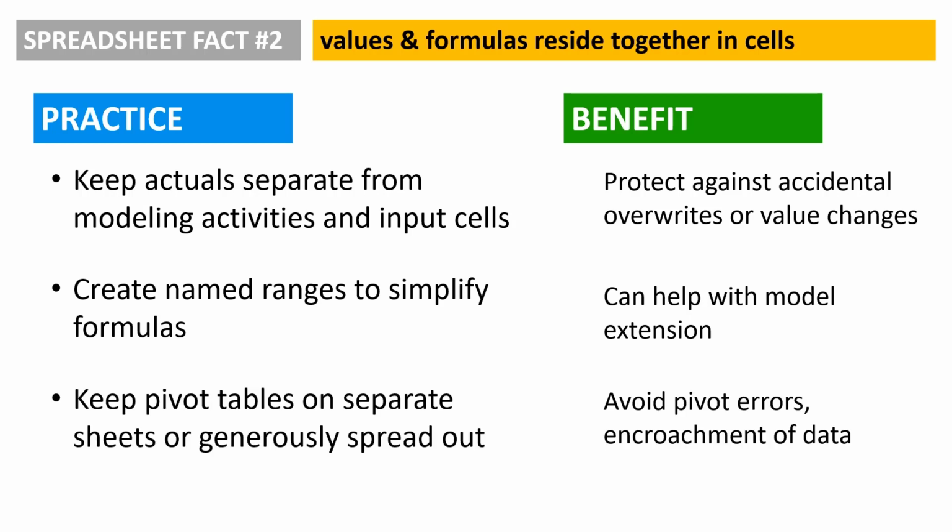Finally, pivot tables are arguably one of the most powerful features of spreadsheets. But it's really important to provision enough breathing room around each pivot table so as your model grows or your pivot tables update, they have free space to do so. Keeping pivot tables on completely separate tabs or at least spread out by a few rows and columns will help you avoid pivot table errors like overlaps.